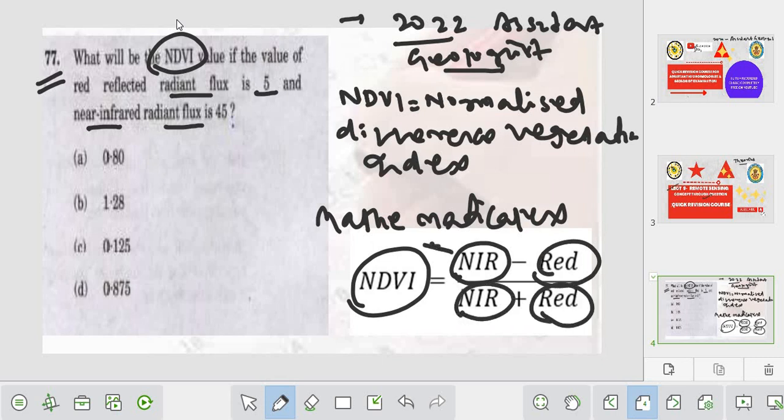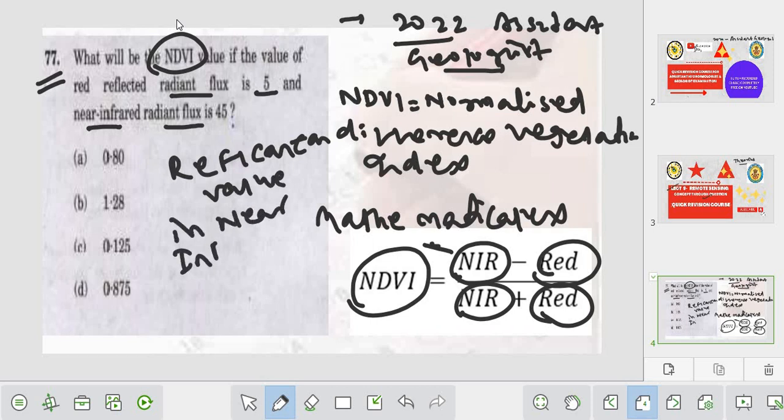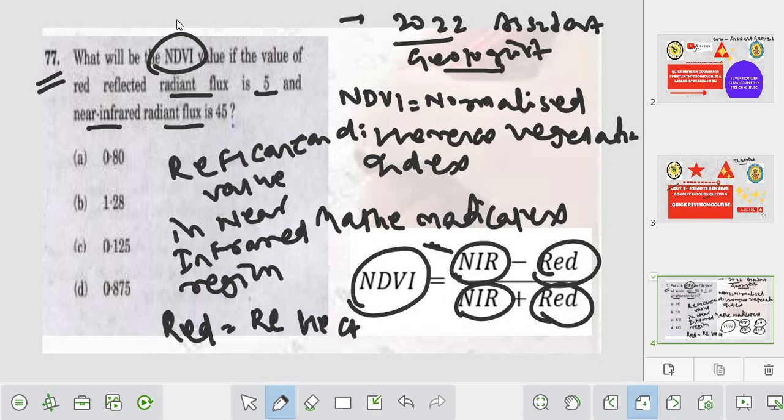NIR means the reflectance value in the near infrared region. So what is the reflectance value in the near infrared region? That is the NIR value. Red means, in the red wavelength region, what is the reflectance value. And the radiant flux value: how much is the value given in the NIR region? The near infrared radiant flux is 45.